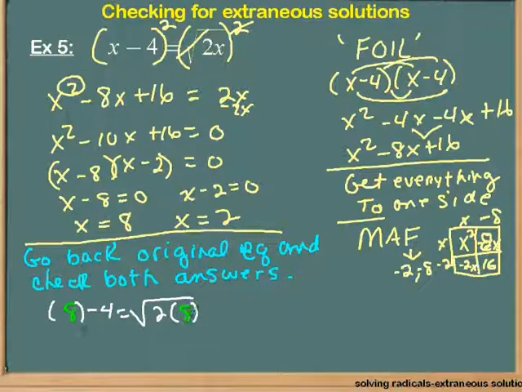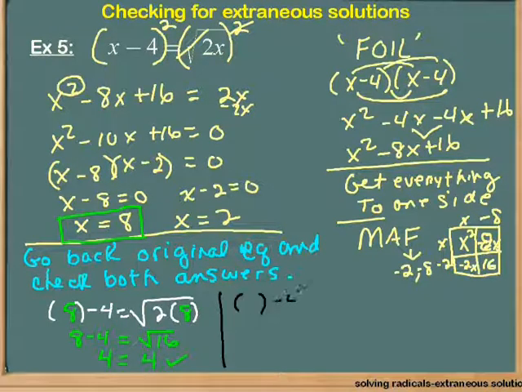Let's take a look. So does 8 minus 4 equal the square root of 16? 4 equals 4. So yes, I know that 8 is a solution. So far I've got one answer. Let's go ahead and check the other one that I have, which is the 2. So we're going to do parentheses minus 4 equals the square root of 2 parentheses. And let's go ahead and plug this in and see what we get.